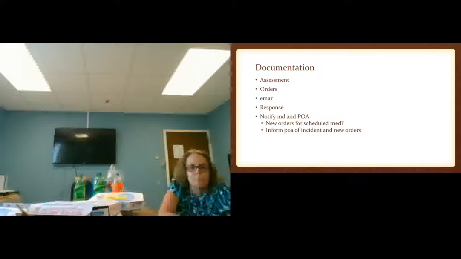We want to check the orders. We want to make sure that they have orders in their charts for the bowel protocol and for laxatives and stool softeners they need. We document that on our electronic MAR, and we want to make sure that we're signing it off: yes, we administered it, and what the effects are from whatever medication we administer. We want to document their response. So did they have a bowel movement? Were they experiencing any cramping or syncope or anything like that since you're stimulating that area?